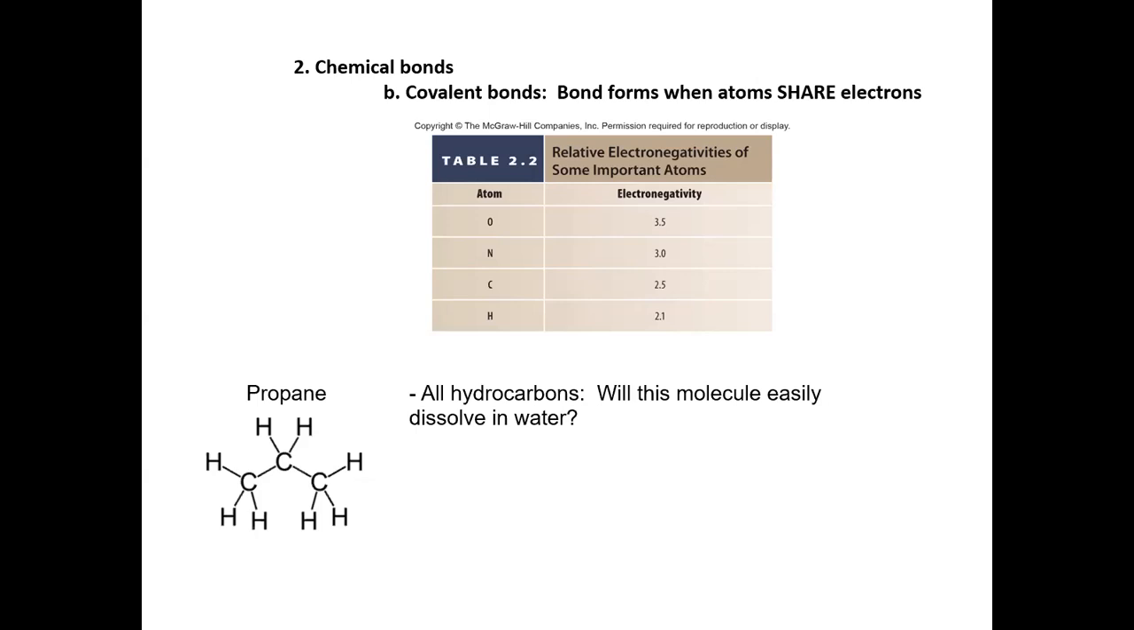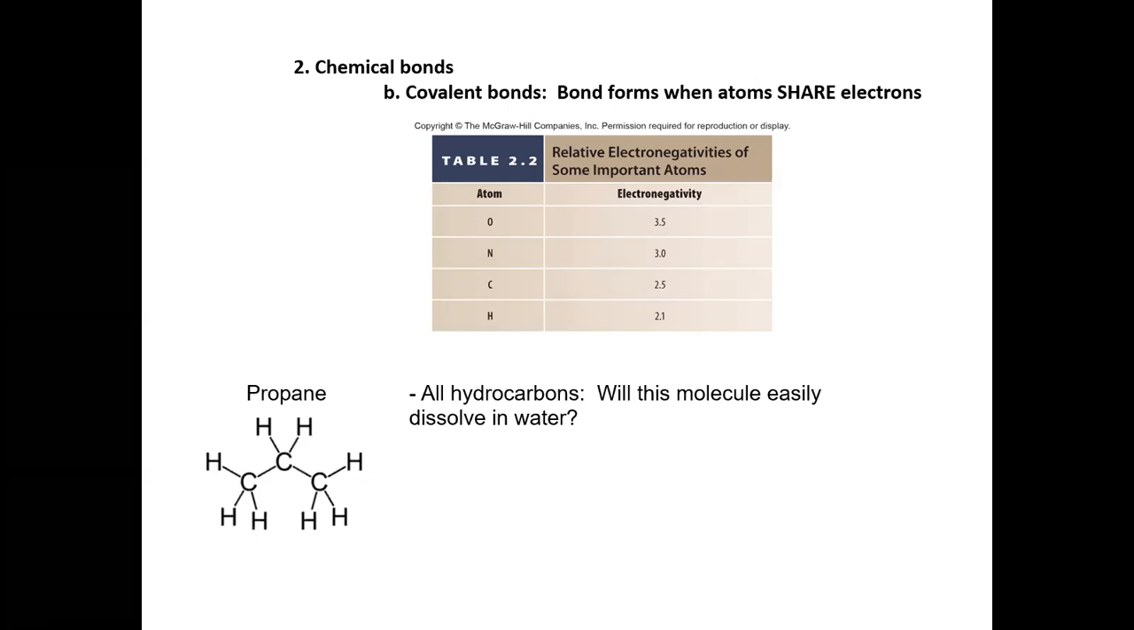So in order for water to interact with a molecule, it must be able to form a hydrogen bond with that molecule. And in order for it to form a hydrogen bond, that molecule needs to have a region that is polar. Is there anything here that's polar? No. All of these bonds are nonpolar covalent bonds because the electronegativity between carbon and hydrogen is pretty similar. Okay?